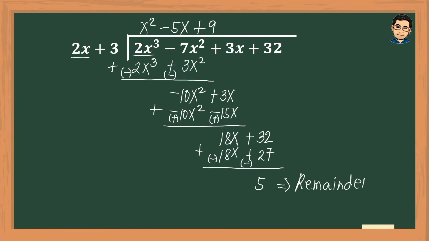So, how are we going to write the remainder? So, i-add po natin dito sa quotient. And then over the divisor, 2x plus 3. So, our final answer will be x squared minus 5x plus 9 plus 5 all over 2x plus 3 as the remainder.